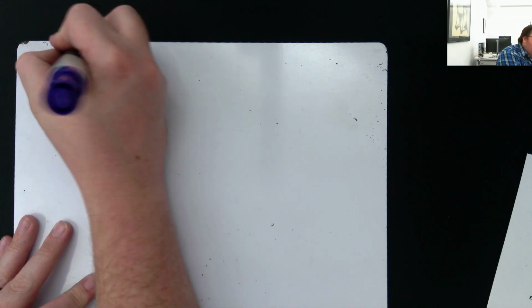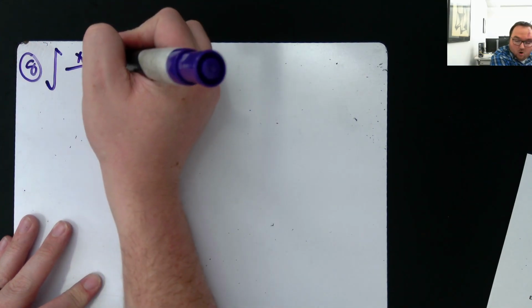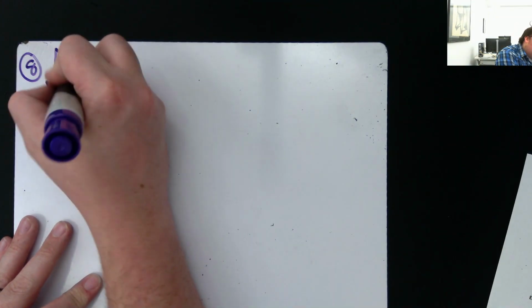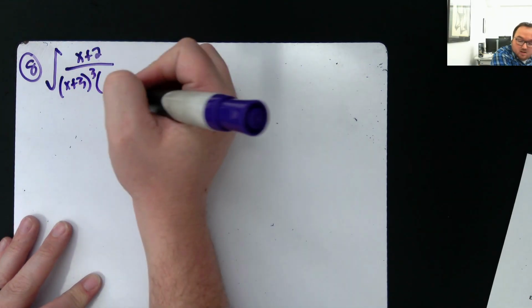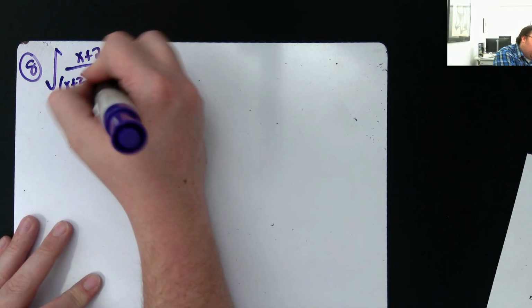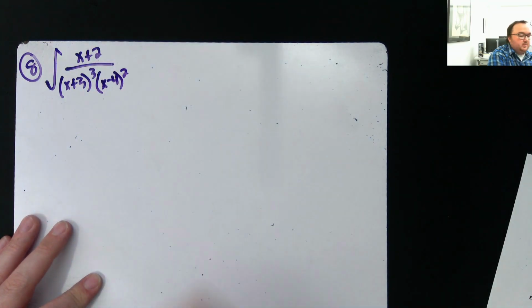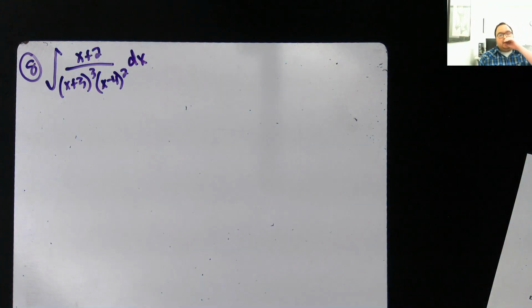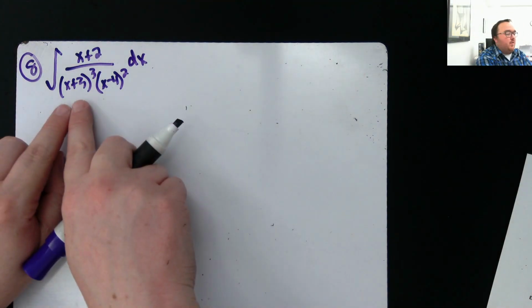Integral of (x + 2) over (x + 3)^3 times (x - 4)^2 dx. So again, do this one the same exact way. This one I have a factor to the third.